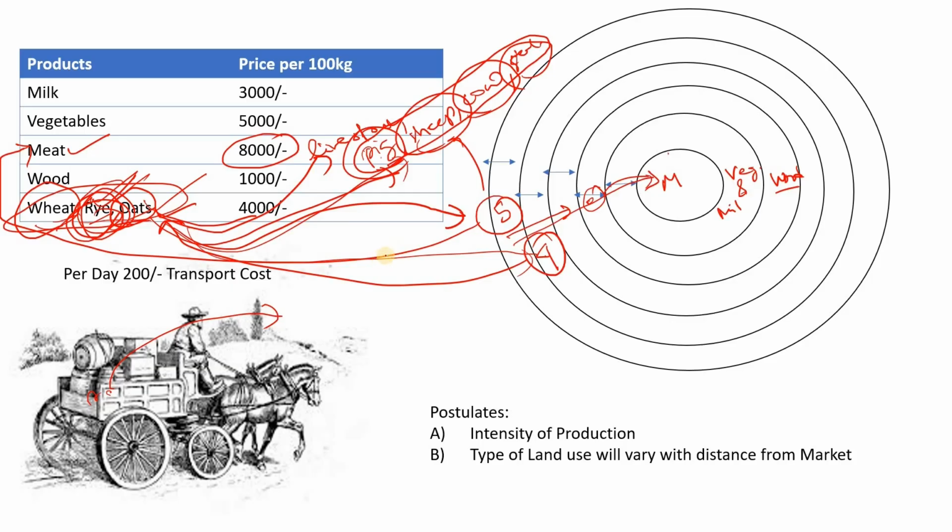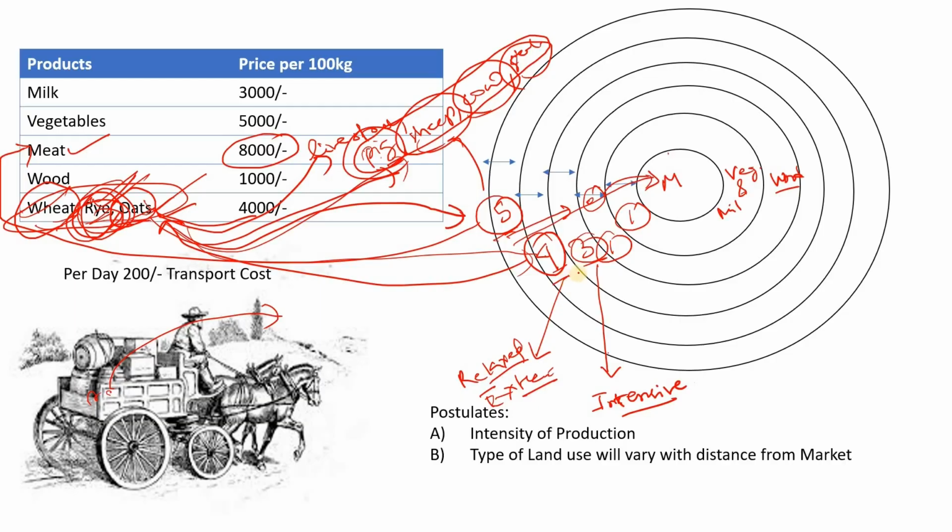Okay, so now we have established the 5 rings: the first ring is for milk and vegetable, the second ring is for the wood, and the third ring we have not discussed. The third ring is also for wheat, rye and oats, and the fourth ring is also for wheat, rye and oats, and the fifth ring is for the livestock. Now you can see one thing. There are 2 rings we are going for wheat and rye, but here the author, von Thunen, says that in the third ring you will do intensive agriculture, but in ring 4 you have a little relaxation. You can do a little relaxed farming, like extensive farming.